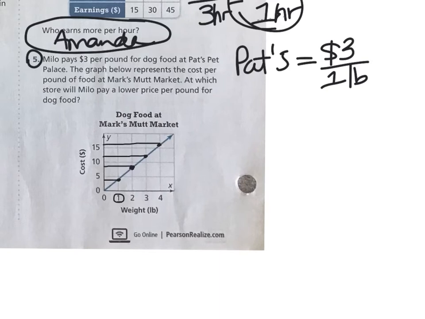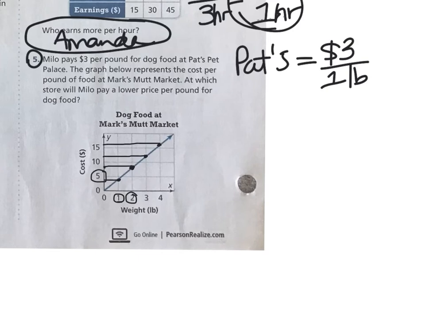How do I know that? Well, look here at this point. We know that halfway between 0 and 5 is the 2.5. And this point is likely closer to the 5 than it is to the 3, which is just over the halfway point. Same thing happens here at the 2 pound mark. Remember that halfway between $5 and $10 would be $7.50. So over $7.50 has got to be the cost of a 2 pound bag of dog food at Mark's Mutt Market. Okay, so I would say that's probably closer to about the $8 mark.